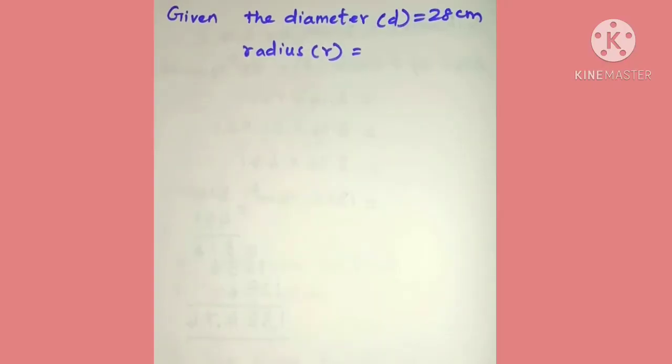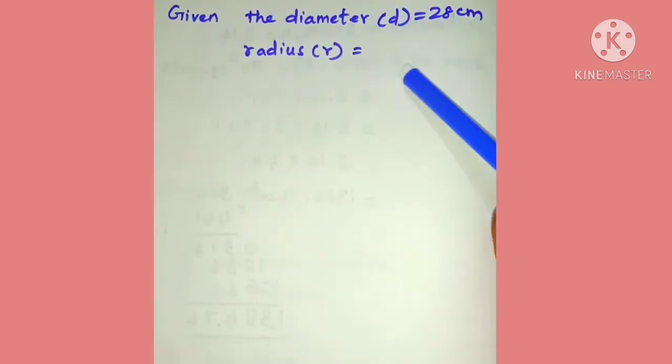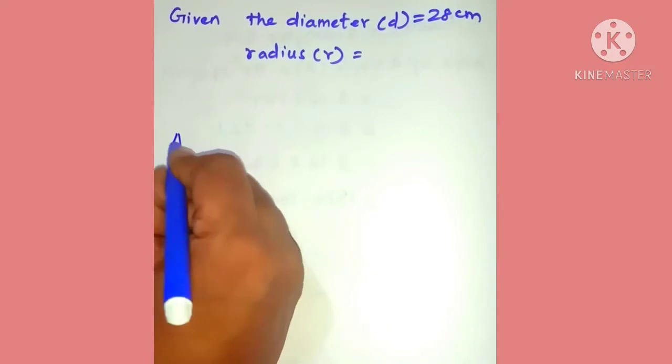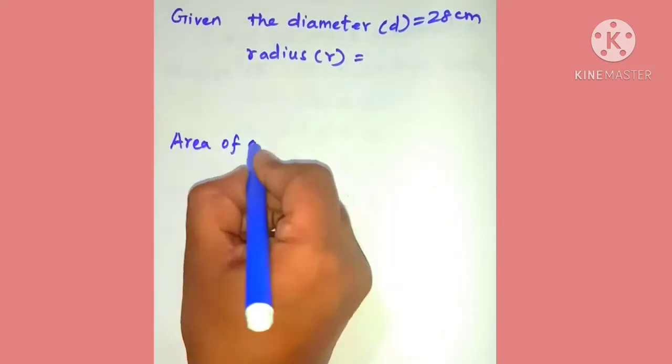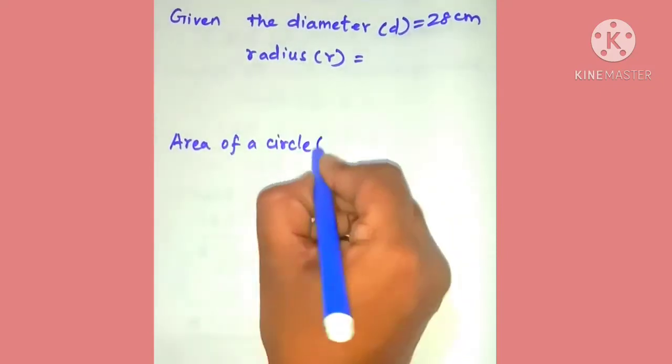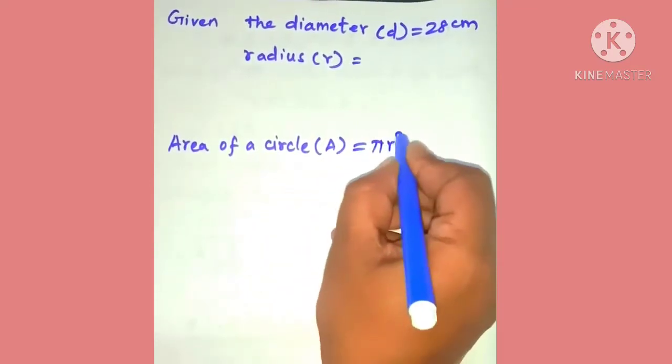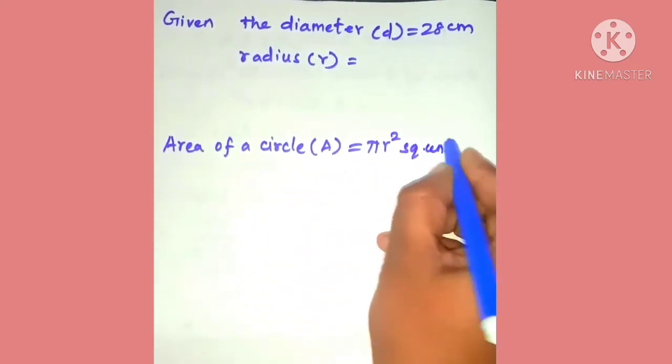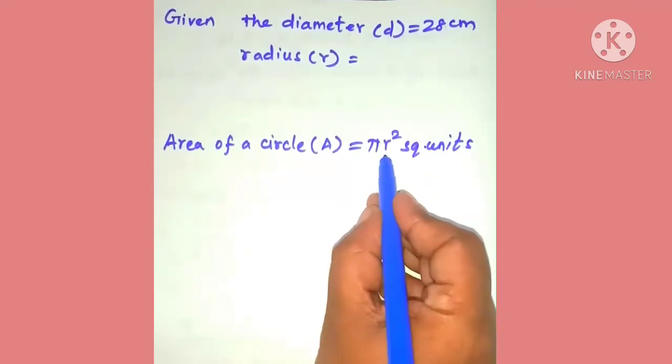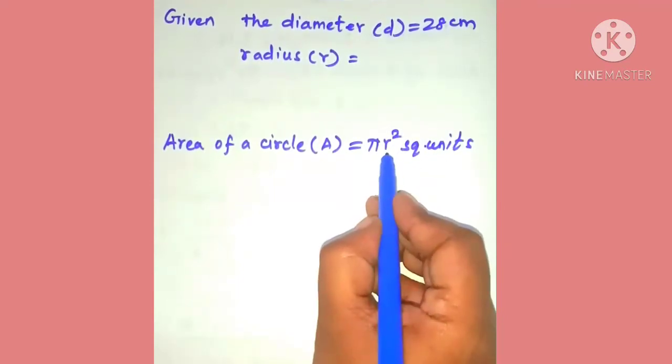Students, example 2.10. Find the area of a hula loop whose diameter is 28 centimeter and use the pi value as 22 by 7. So students, here given diameter is 28 centimeter and we have to find the area of a hula loop. So we know that area of a circle is equal to pi r square units. So here we need the value of r. Okay, so what is r?